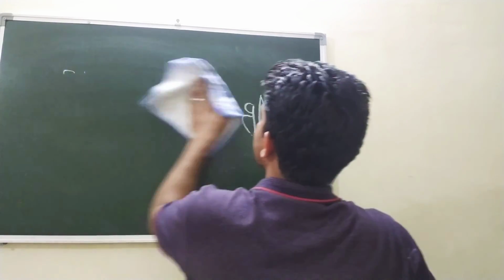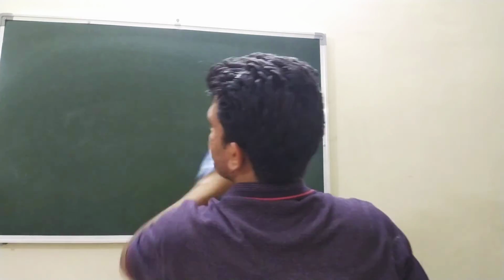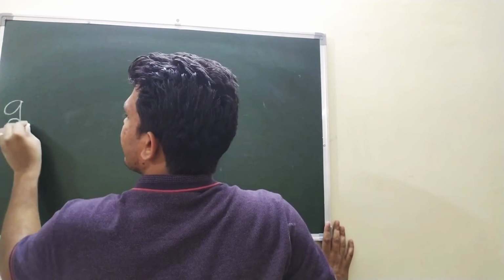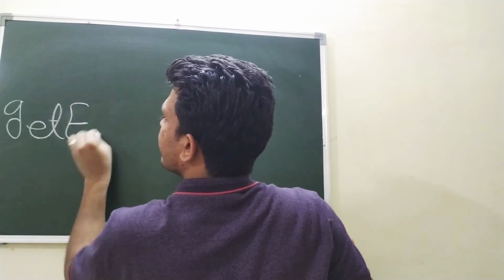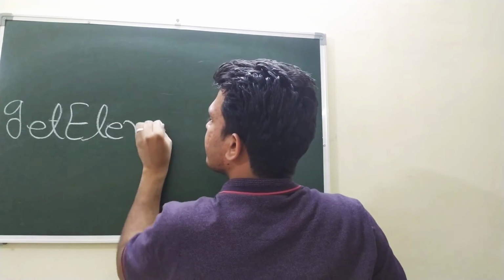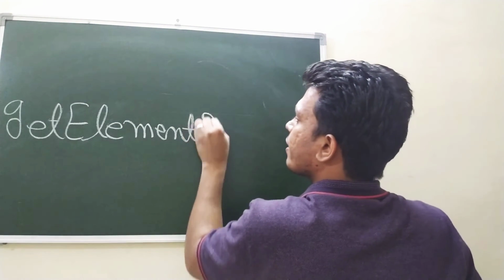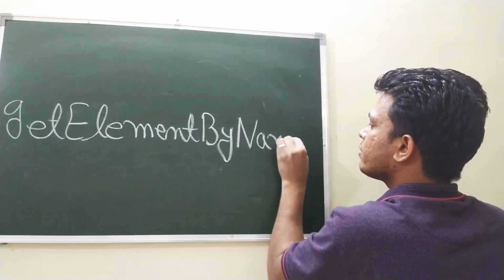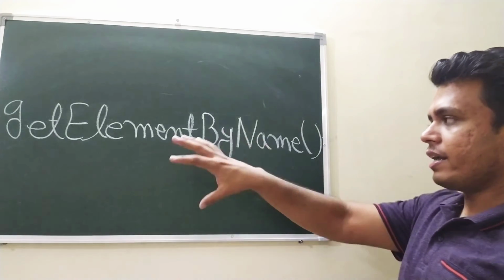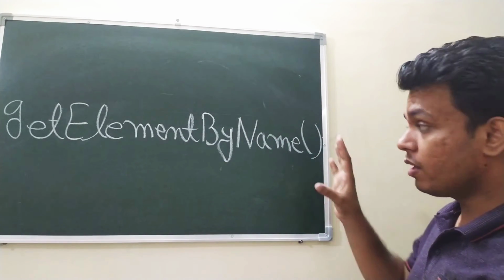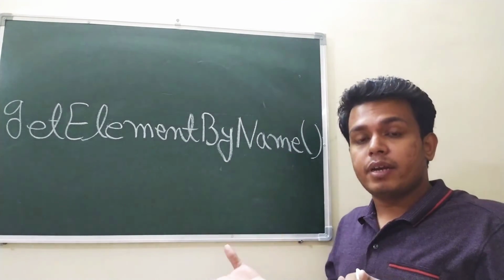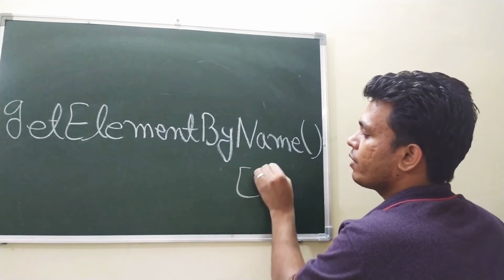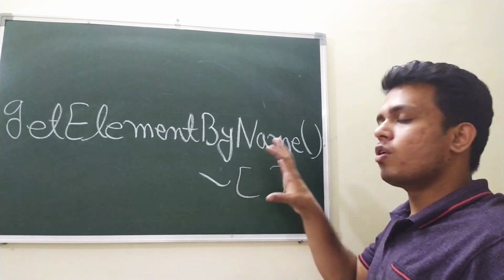Now we will discuss get element by name. It is more or less the same. Whenever you are providing a name in the tag, you can grab it with the help of this. This is also going to return a kind of collection or an array which is also iterable.